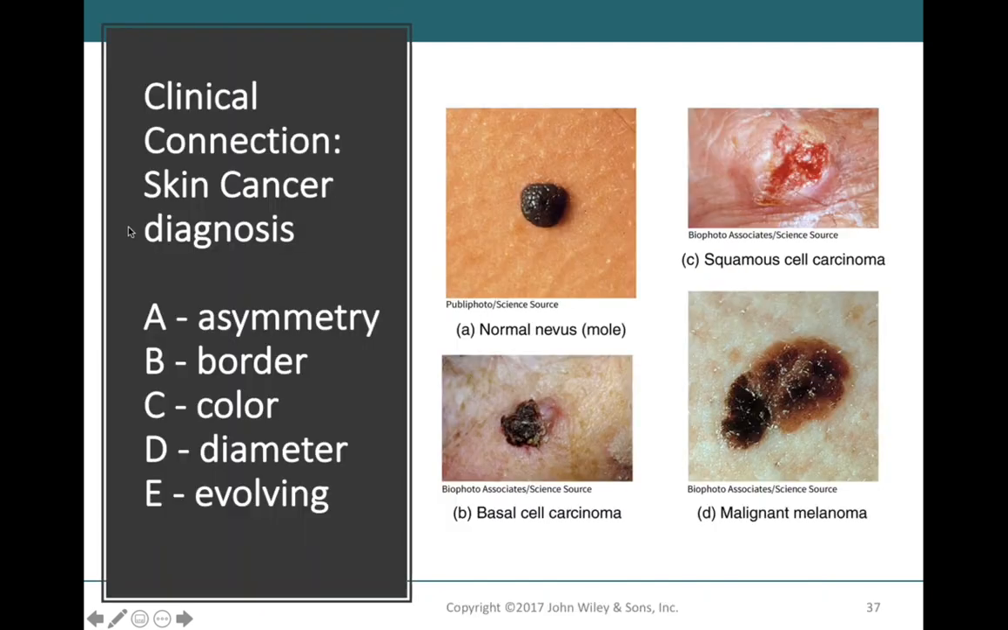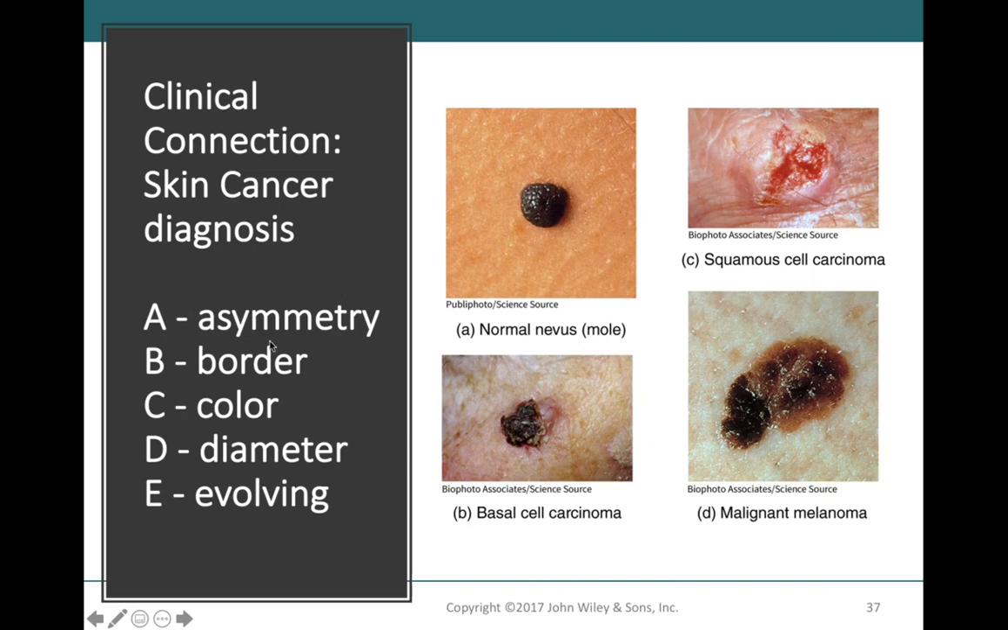So here we're going to talk about how we will diagnose different types of cancers. How can we determine if something is malignant or if it's benign? That will take us into our ABCDEs of cancer diagnosis. Each one of these letters is going to indicate a different word that we're going to look for with cancerous spots. The ABCDEs of cancer diagnosis stand for asymmetry, borders, color, diameter, and evolving. These are the 5 criteria that we want to look for when diagnosing a cancerous spot.